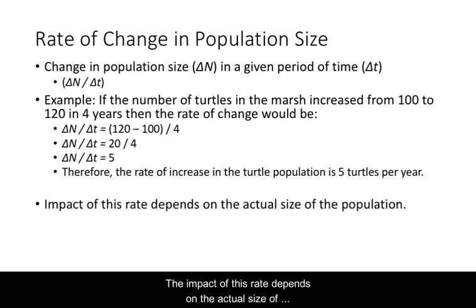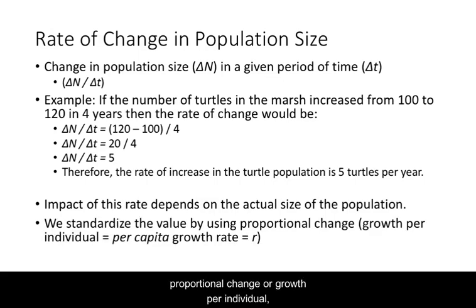And the impact of this rate depends on the actual size of the population. It might not be much of an impact for a large population of, say, 10,000 turtles, but it's going to be substantial if the population is small, like 100 turtles or something. So to account for this, we standardize the value by using proportional change or growth per individual, which equals the per capita growth rate, which is represented by the lowercase letter r.